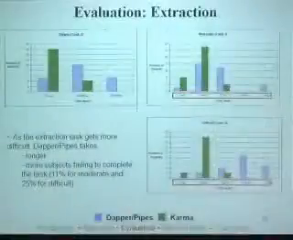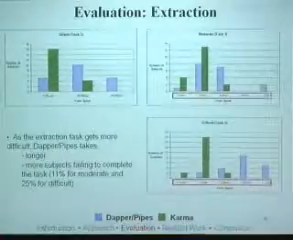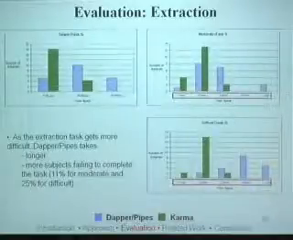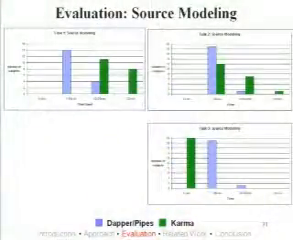One of the things I want to point out here is that not only is Karma performing better in terms of the time, but on Dapper and Pipes, you can see that there's a certain number of people that are failing on these tasks. For the simplest one, everyone completes it, but for the moderate and hard tasks, you can see that these are the programmer users. Some of them are actually failing to even complete the task, which is somewhat surprising given that they've all been trained to use those systems.